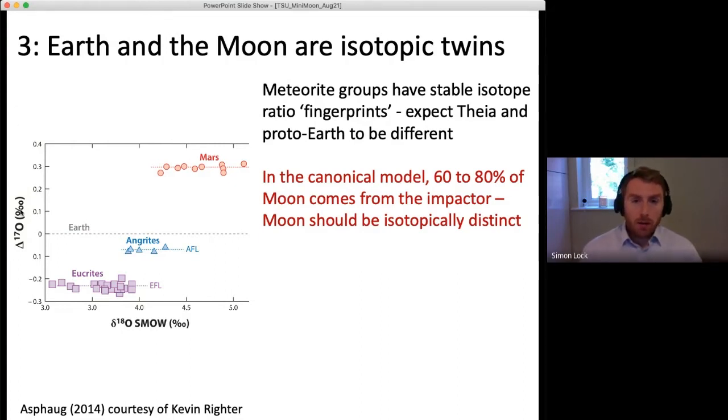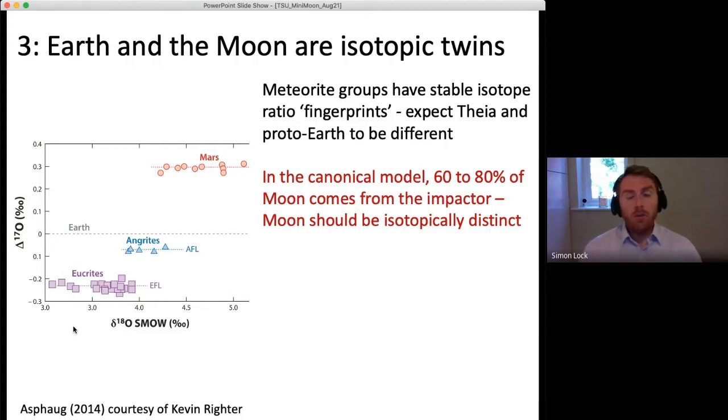For example, here I'm showing you the cap delta 17O. This is a way of expressing the difference in oxygen isotopes. What you pay attention to mostly is the y-axis. You see Earth by definition here is at 0. And you have Mars. All of the Martian meteorites have an offset above Earth. Angrites, which are achondrites, so rocky mantle-like bodies, have something below Earth. And then eucrites, which are thought to come from the asteroid Vesta, again have a different oxygen isotope.